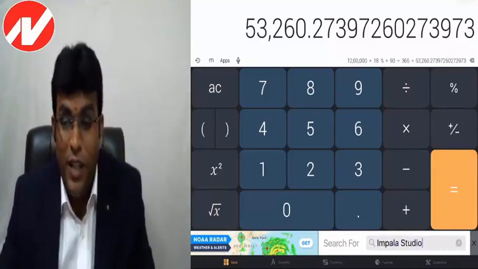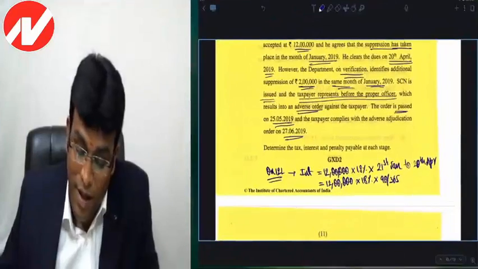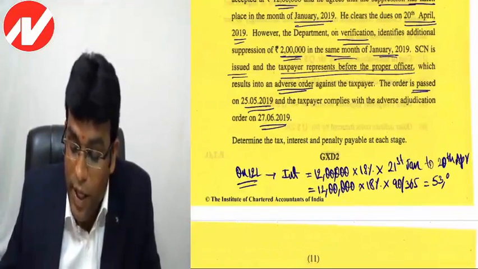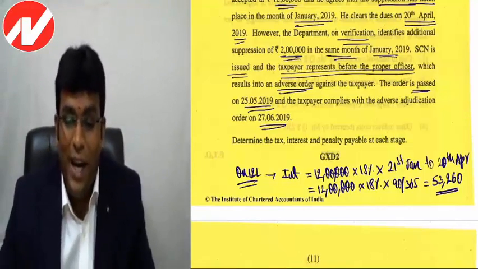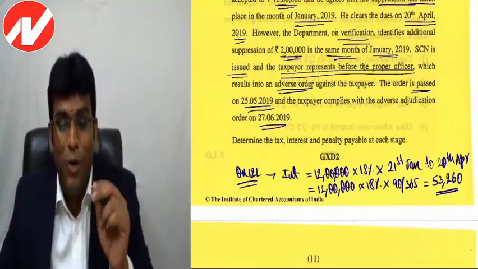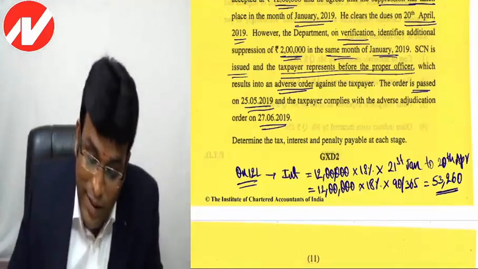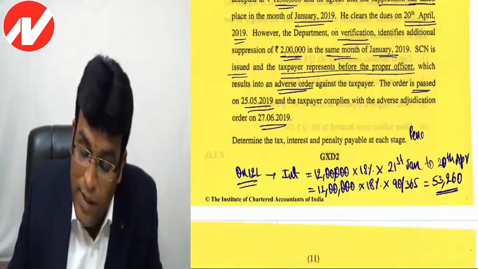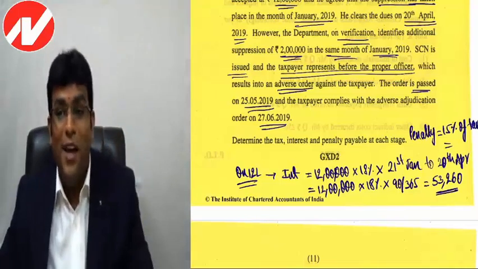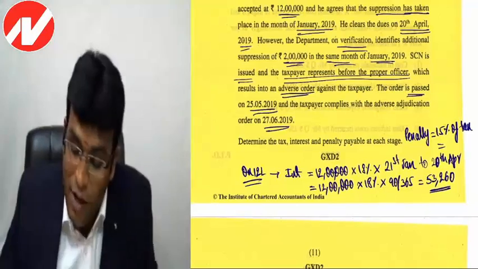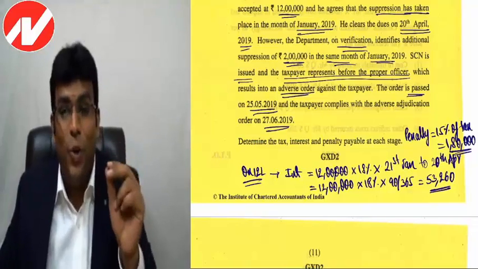Interest will come to 53,260, my dear friends. And we all know that as per section 74, there will also be a penalty. If you pay before notice, penalty is 15% of tax. So it becomes 15% of 12 lakhs, which comes to 1,80,000. This is the story related to 12 lakh rupees.